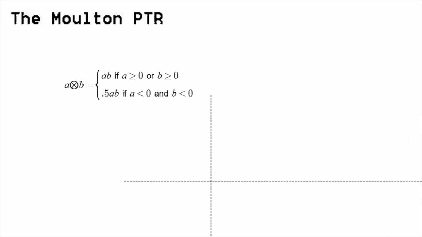First, we'll ruin multiplication. Define a new operation on the real numbers called Moulton multiplication, read as a Moulton b, that's a times b if at least one of a or b is positive. Otherwise, when both a and b are negative, a Moulton b equals half of a times b. To see how this works, drawing a picture will be useful.